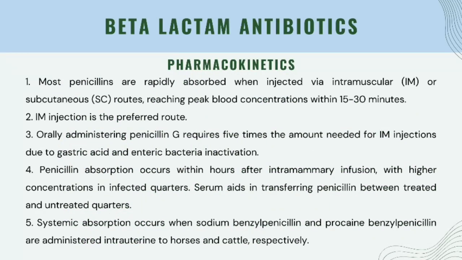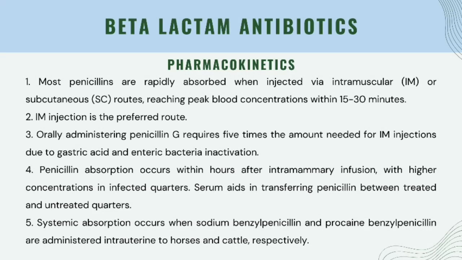Next is the pharmacokinetics of beta-lactam antibiotics. Most penicillins are rapidly absorbed when injected in aqueous suspension by the intramuscular or the subcutaneous route. Maximum blood concentration results in 15 to 30 minutes. Intramuscular injection is the most common route of administration. It is necessary to orally administer 5 times the amount of penicillin G necessary for intramuscular injections to produce comparable blood concentrations because of inactivation by gastric acid and enteric bacteria.